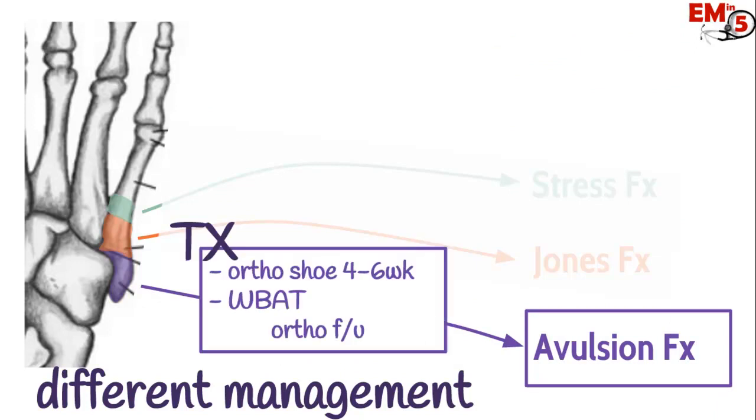So how is that different from our avulsion fracture? For the avulsion fracture, you're going to just do an ortho shoe. It's going to be 4 to 6 weeks. Weight bearing as tolerated. They do need to still follow up with ortho, but it actually heals pretty well.